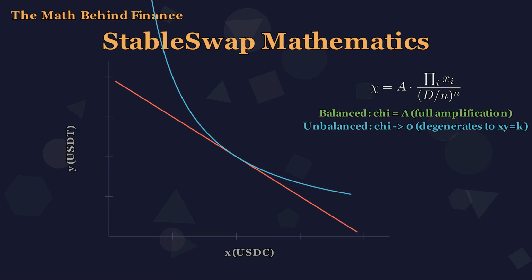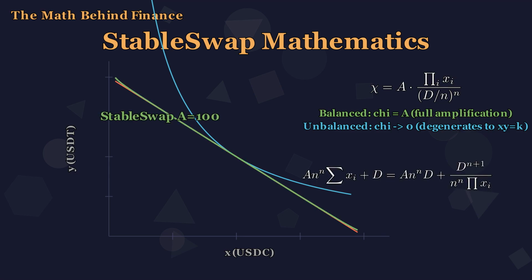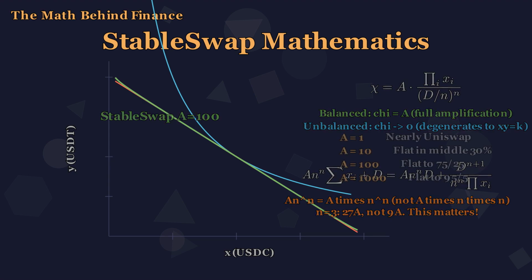In November 2019, Michael Egorov found a way to interpolate between these two extremes. He introduced a dynamic weight chi that depends on how balanced the pool is. When the pool is perfectly balanced, chi equals A, the full amplification coefficient, and the curve looks like a line. When the pool becomes imbalanced, chi drops towards zero, and the curve reverts to a constant product hyperbola. The result is the StableSwap invariant, a single equation that blends constant sum and constant product using the amplification parameter A.